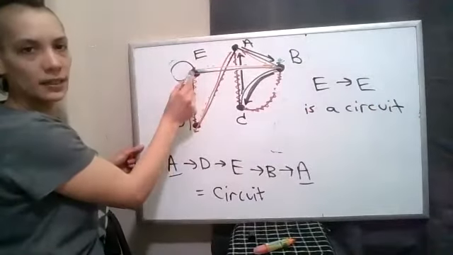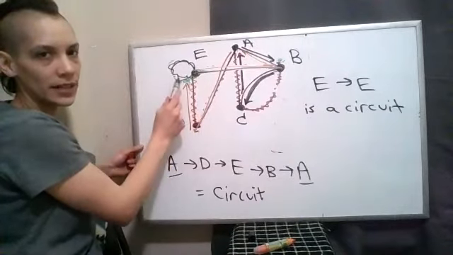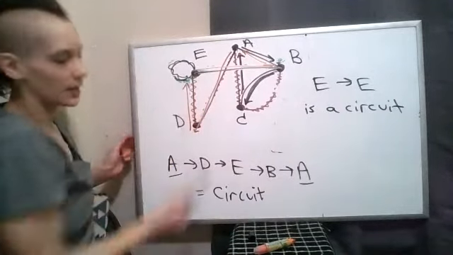You go to E and just travel around the loop back to E. You start where you end, you use your edge once, and yeah, it's all good.